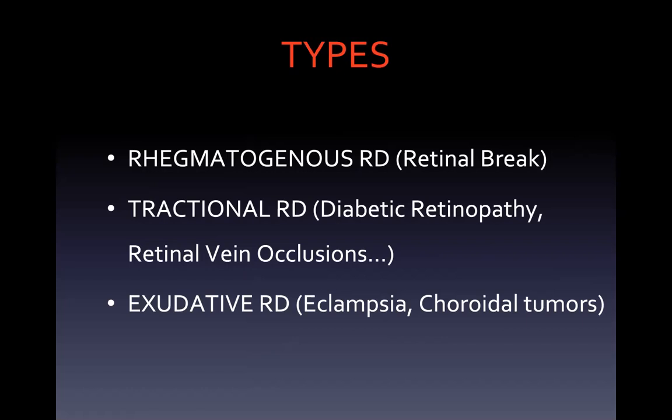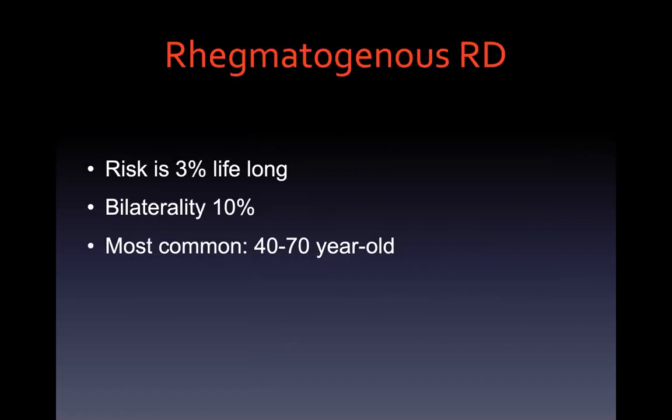And the third and least common one is exudative retinal detachment. As the name implies, the exudate comes from the blood vessels. So it is usually caused by a pathology in the retinal blood vessels or systemic conditions like eclampsia or pheochromocytoma, which cause hypertensive crisis, pushing the blood and serum against the retinal endothelial cells. So let's start with rhegmatogenous retinal detachment.